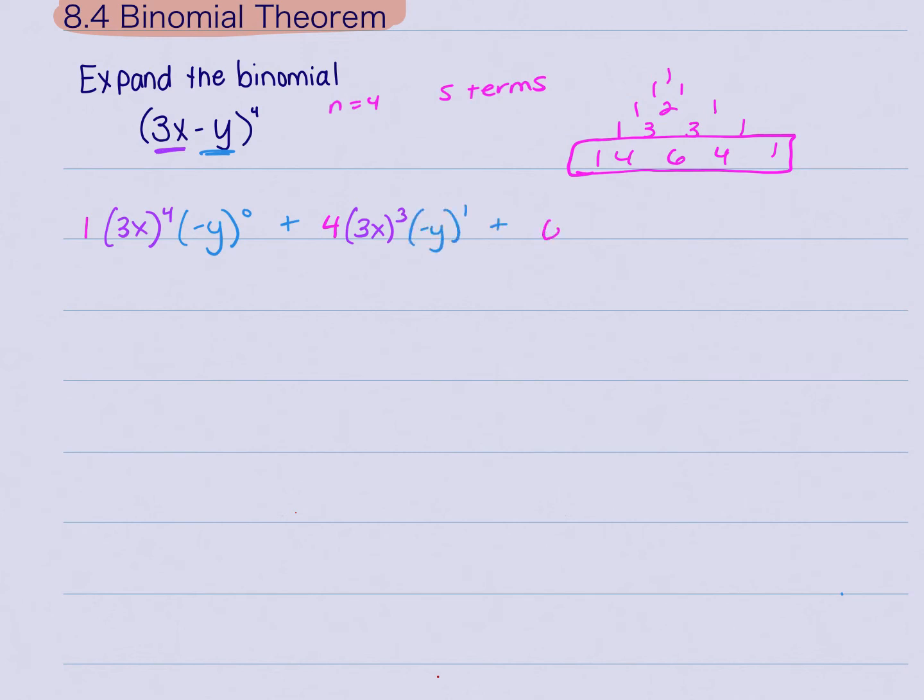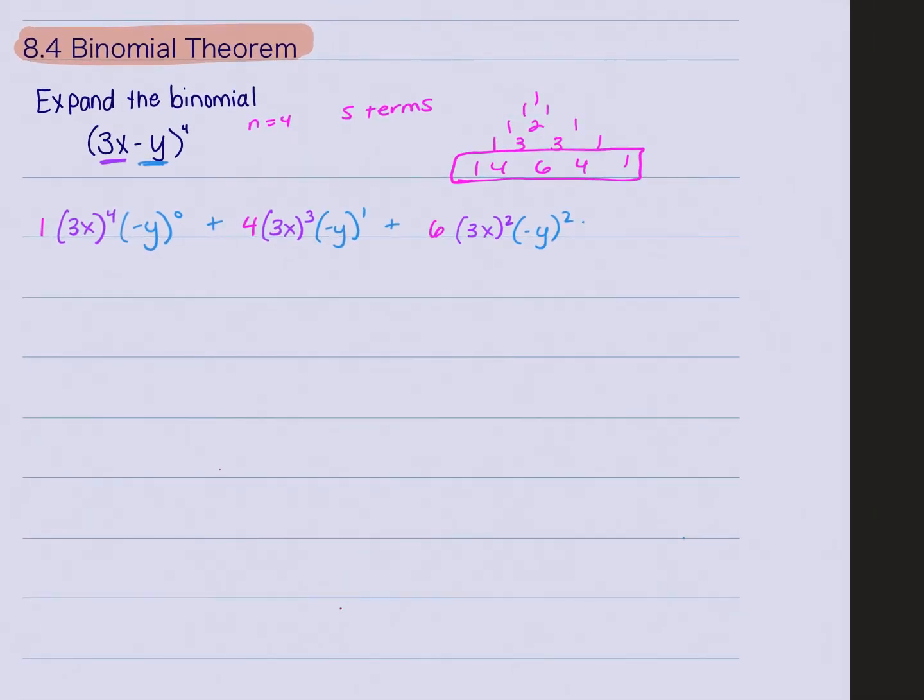Now my coefficient is 6. First term, 1 less is squared. Second term is now squared. Then I add to it. Back to the 4. First term, 3 to the x to the first. Second term, negative y to the third. And then I add to it. The last coefficient is 1. First term, 3 to the x to the 0. And then negative y to the fourth.